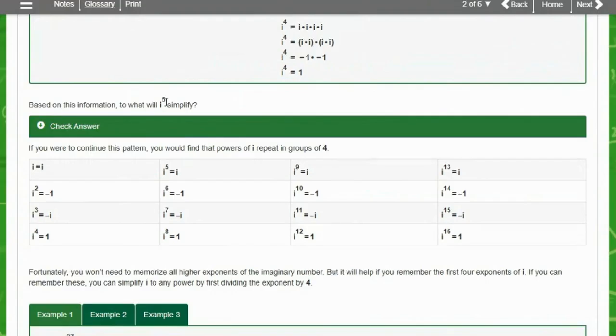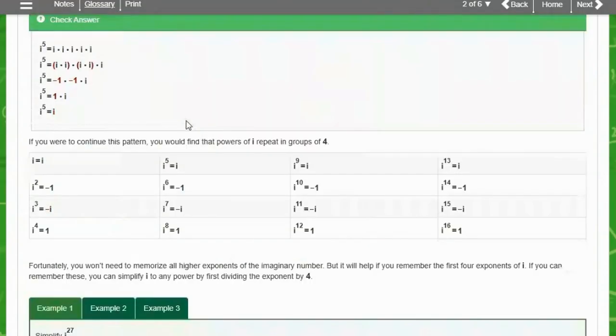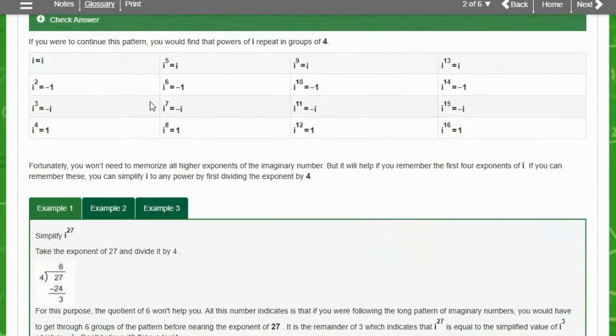Then they talk about what i to the fifth will be, and they show that it equals i. They're showing the first 16: i squared, i to the third, fourth, fifth, sixth, seventh, eighth, ninth, 10th, 11th, 12th, 13th, 14th, 15th, 16th. You can see all of these equal i, all of these equal negative 1, all of these equal negative i, all these equal 1. Maybe this in your notes may help you understand that better, but you can just keep that table going, 4 at a time.